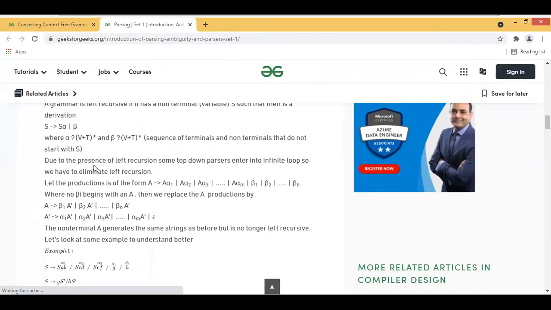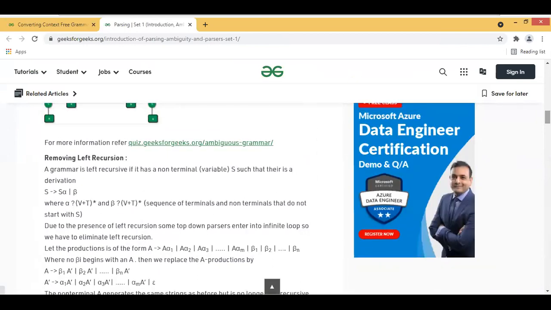See, this is the elimination of the left recursion. In this way, we should eliminate the left recursion. For removing the left recursion, first of all, if the grammar is left recursive, it has a non-terminal S such that there is a derivation like S tends to S alpha or beta. That means you need to get it into the format of S tends to S alpha or beta.